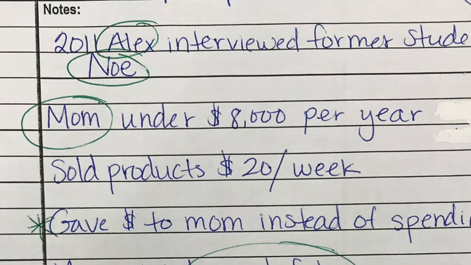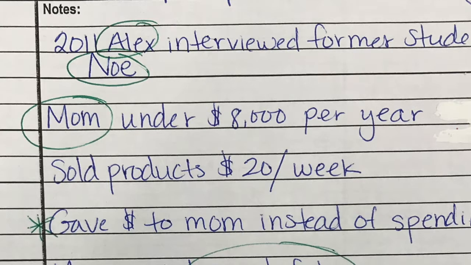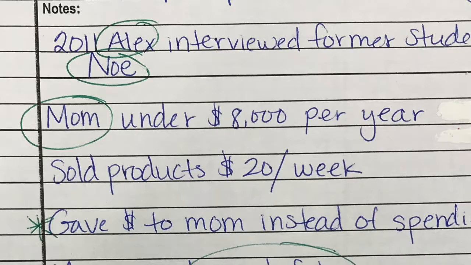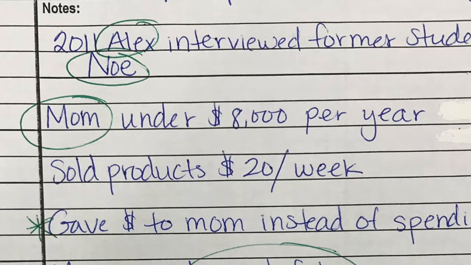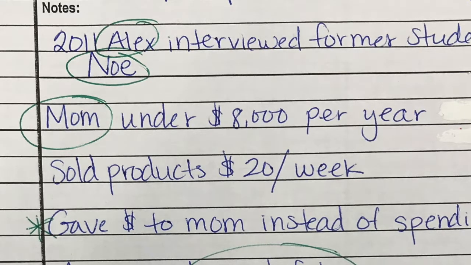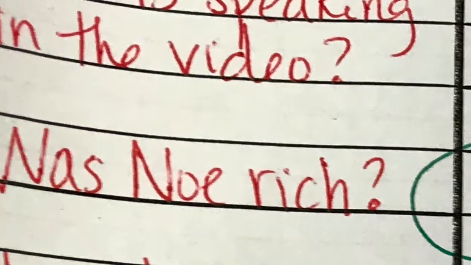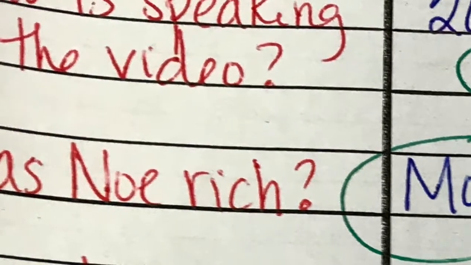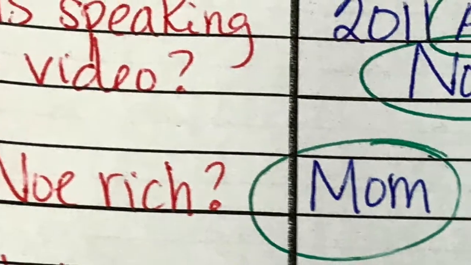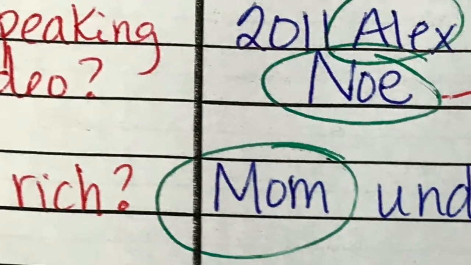Let's take a look at this second note. Mom under $8,000 per year. What question could I ask where that chunk of notes is the answer? How about something like, was Noe rich, or did Noe's mom make very much money? Remember, you're looking for a question that matches the note directly to the right-hand side.